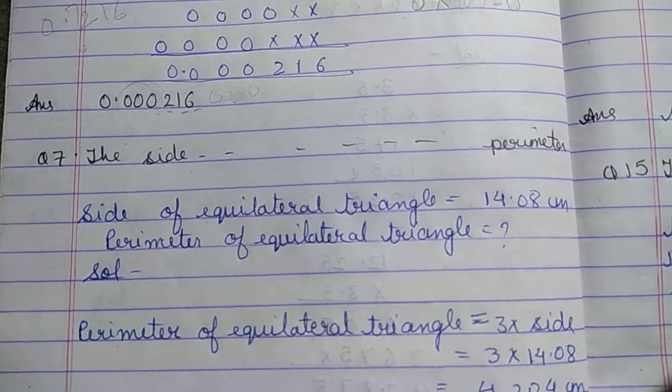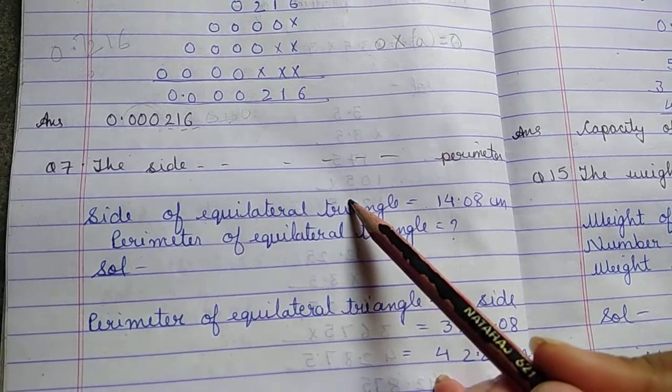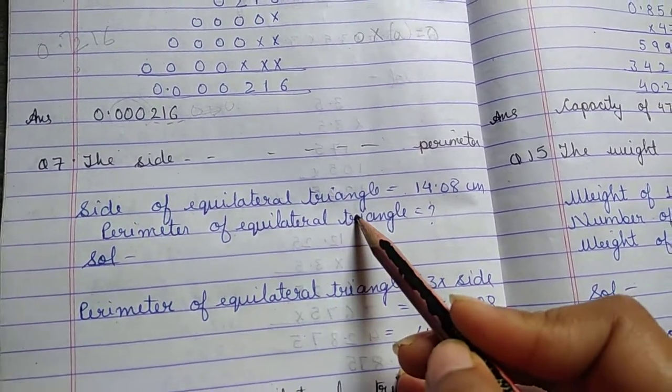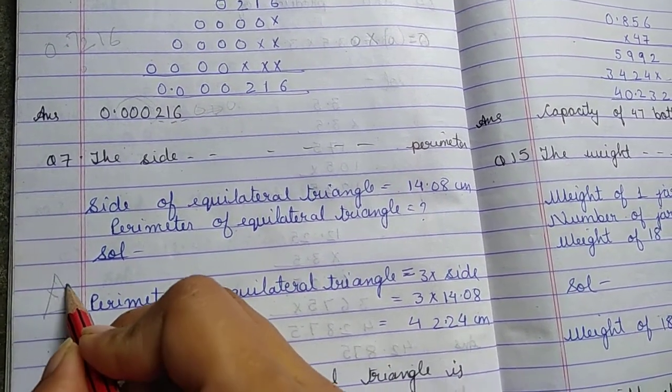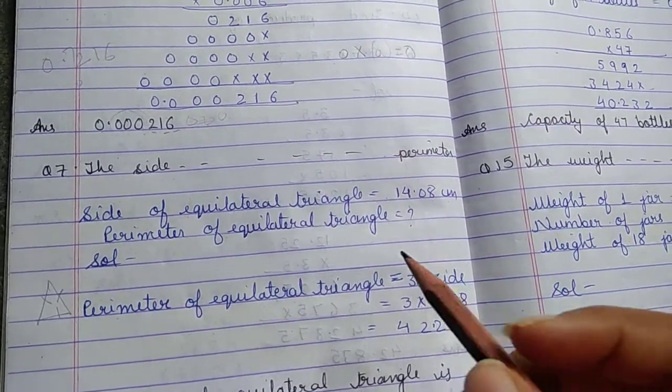Alright, so in the first question, what is given? Side of equilateral triangle is given, 14.08 centimeter. We have to find the perimeter of the equilateral triangle. What is an equilateral triangle? Any triangle whose all the sides are equal. Okay, so you have to find the perimeter of the equilateral triangle.